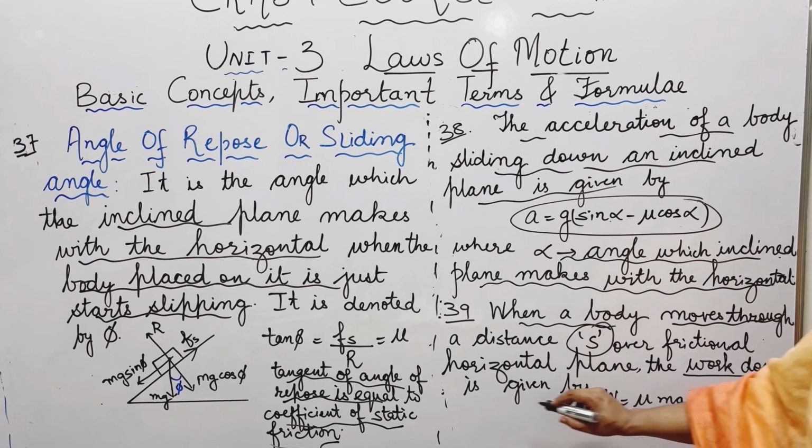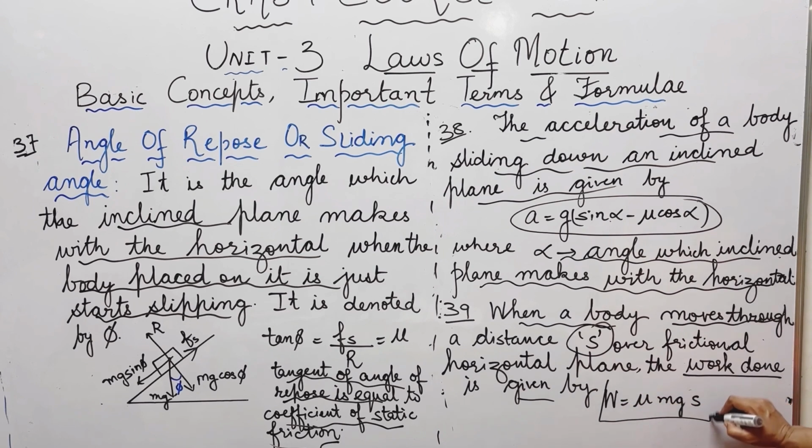The work done is given by W, where W is the work done. This is equal to mu, that is the coefficient of static friction, times mg into the distance. Otherwise, the formula of work done is force into distance. So this part denotes the force here, and it is multiplied by the distance.